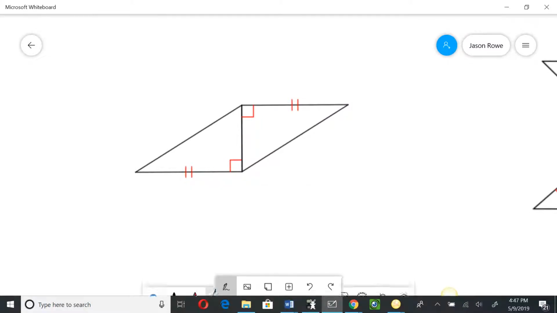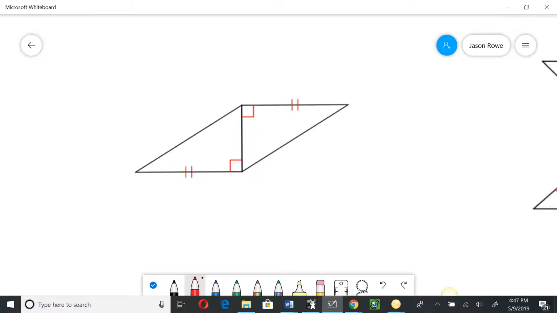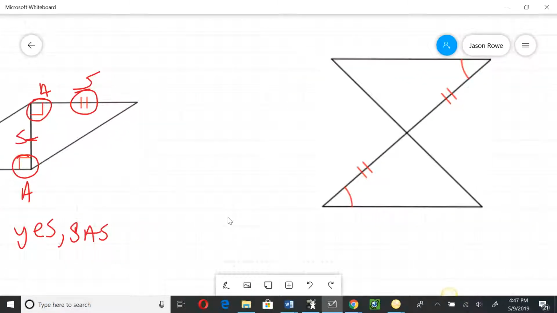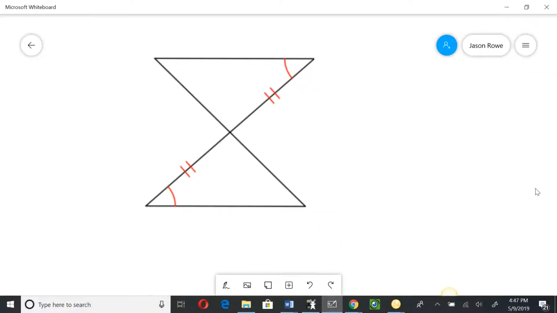Let's take a look at this one. What do we got here? So it looks like we've got a side congruent to a side. So that's good. That's a side. I've got an angle right here. Right angles are congruent. So we've got an angle. Do we have another side or another angle that we can use? Well, yep, we got this side right here. So we've got side, angle, side. So this would be yes. And side, angle, side would be the reason. So just make sure you can match up one of those pairs of angles that we've talked about in the lesson. Let's take a look at this last example here.